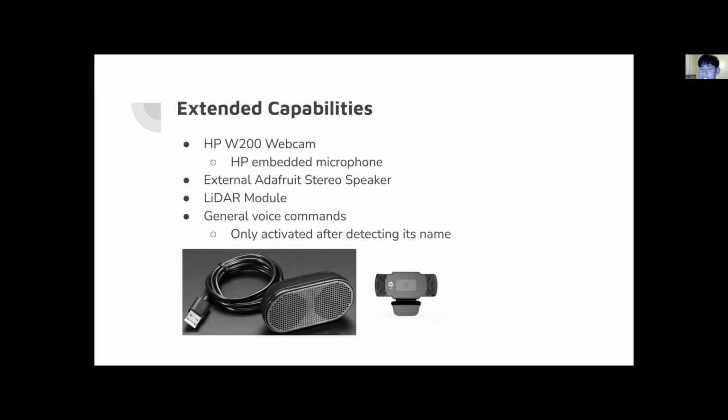So we were able to successfully implement general voice commands that would only activate after detecting its name, utilizing the HP W200 webcam's embedded microphone and an external Adafruit stereo speaker. There were four main commands that were implemented. Bark, where an audio wave would be outputted to simulate a barking sound. Spin, where the robot will rotate until the command stop is told. And fetch, where the robot will locate its bone and stop only when prompted.